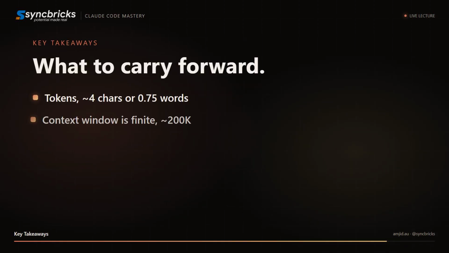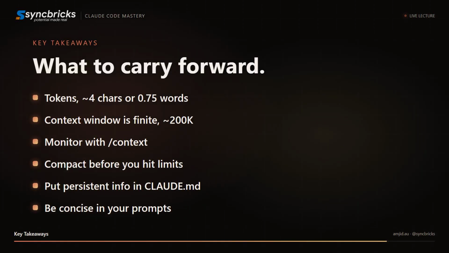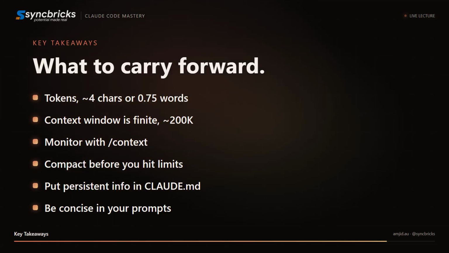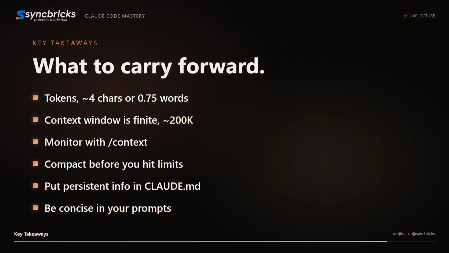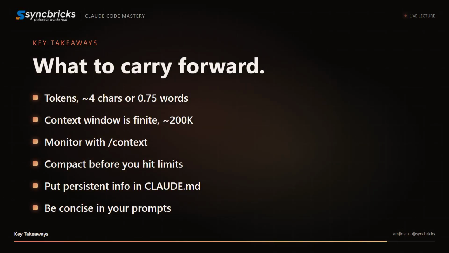Let us summarize the key points. Tokens are the basic units of text processing. The context window represents the total working memory available. You should monitor usage regularly to avoid reaching limits. Use compact and clear commands to manage context effectively. Store persistent information in the sleeved.md file. Keep your instructions concise to improve efficiency.